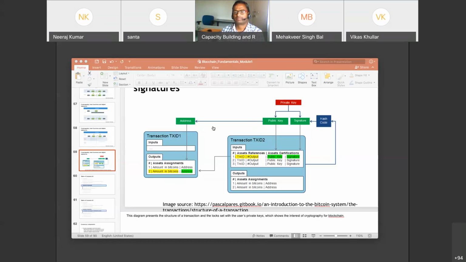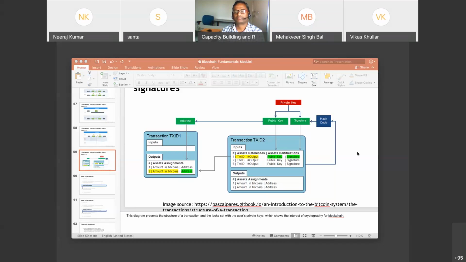Any other query? Somebody says, are cryptography and hashing the same thing? I don't think these are the same thing. Hashing is one part of cryptography. Cryptography consists of symmetric key and asymmetric key generation, hashing, and digital signature generation. There are a lot of concepts and attributes that need to be there for cryptography and hashing mechanisms.